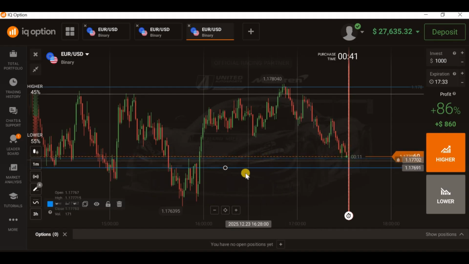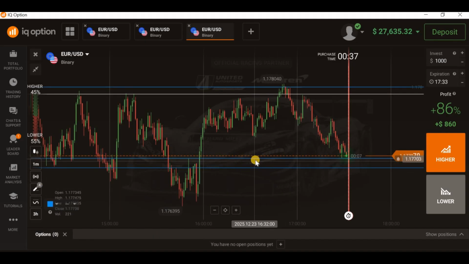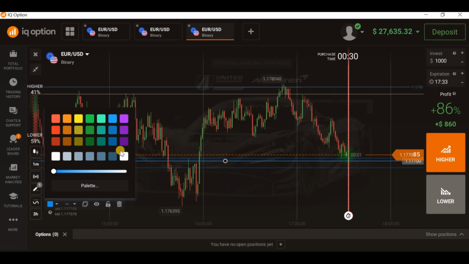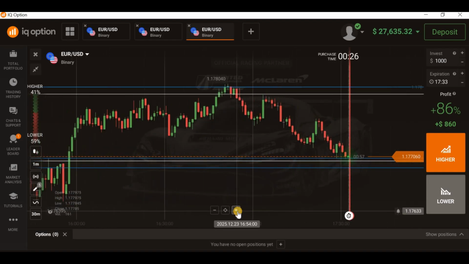I have a neckline here, and I also have a round number. This is the round number, 1.77. Yeah, this is the round number, and I'm going to mark it white. Now, why is this important to me? Why is the round number important?